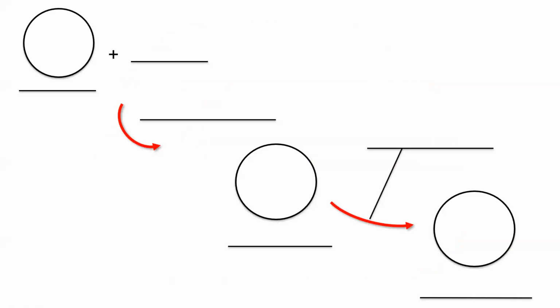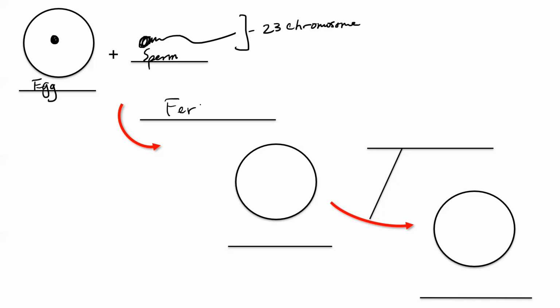So the first thing for embryonic development is we're going to start at the very beginning. Here I have my circle, and my circle is going to represent my egg. Remember, the egg and the sperm have to come together during fertilization. Our egg and our sperm only have 23 chromosomes. Remember, egg comes from the mother, sperm comes from the father.